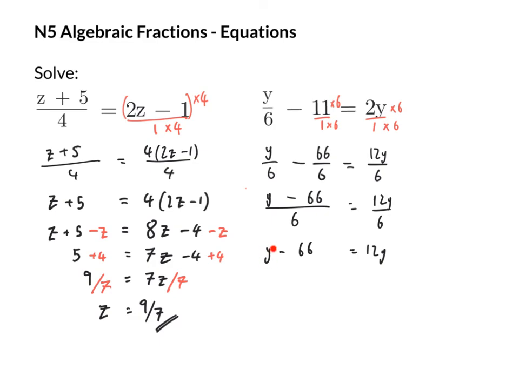So I want to get rid of this y here, because I just want y's on one side. So I'll subtract a single y from each side. That will leave me, if I get rid of the y, I'll be left with negative 66. On the right hand side, 12y take away a single y will leave me with 11 y's. I'll divide each side by 11, so I'll be left with a single y is negative 6, because 11 goes into 66 6 times.